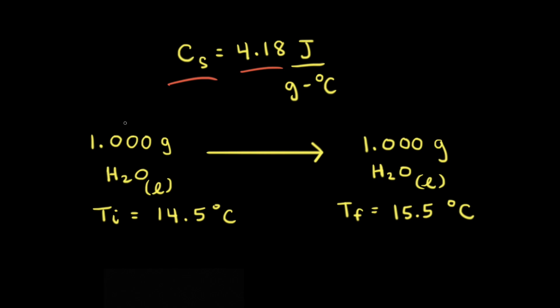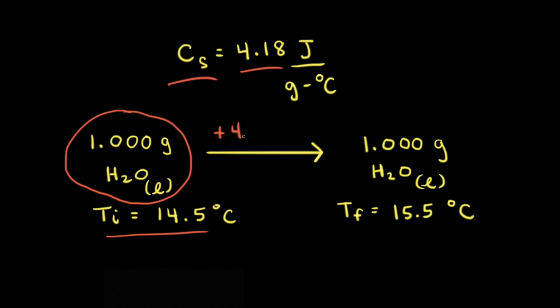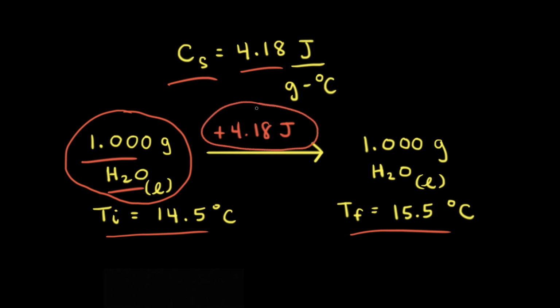And what this means is if we have 1 gram of liquid water, and let's say the initial temperature is 14.5 degrees Celsius, it takes positive 4.18 joules of energy to increase the temperature of that 1 gram of water by 1 degree Celsius. Therefore, the final temperature of the water would be 15.5 degrees Celsius after we add 4.18 joules.